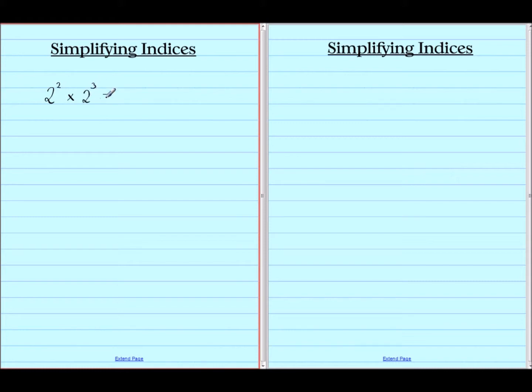For example, we've got 2 to the power of 2 times 2 to the power of 3. We add those two powers together and this gives us 2 to the power of 5. The next example shows us 2 to the power of 2 divided by 2 to the power of 3. So this time we're going to take away the powers, so we've got 2 take away 3, it gives us a negative power, and we end up with 2 to the minus 1.